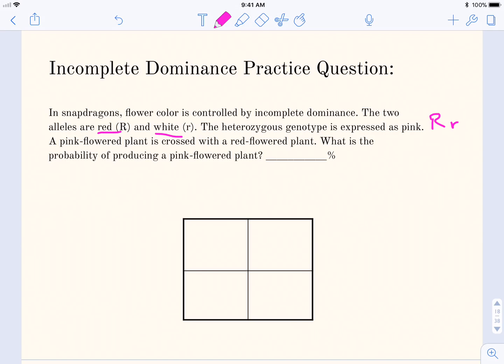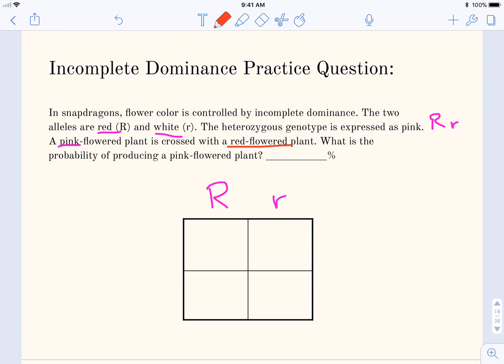Okay, so hopefully you've unpaused and we're going to go over the answer now. So parent number 1 is pink, so we know that parent number 1's genotype has to be big R, little r. So I'm going to put that parent up here. Again, remember, it does not matter which side you put the parent.